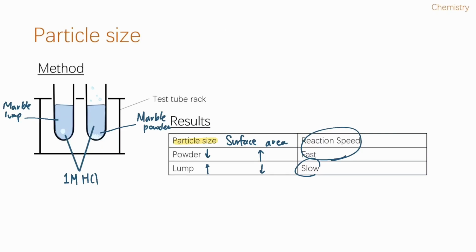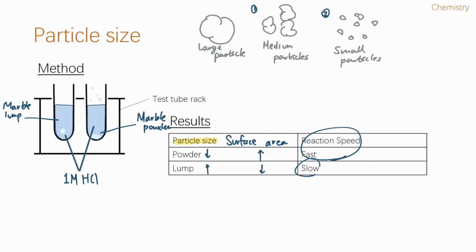So, say we have a large particle. You want the reaction to occur as quickly as possible. Now I'm going to give you some options. It's option number 1, and this is option number 2. Which particle size do you think will react more quickly? The answer will probably be number 2, as we've seen in this results table example.